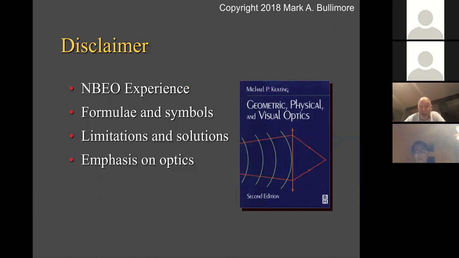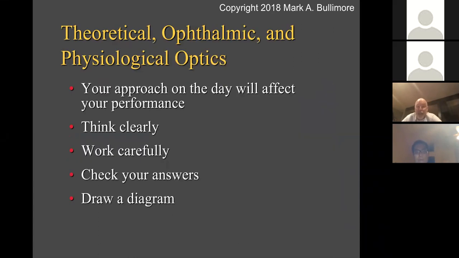what I'm going to talk about today is some basic optics stuff, both in geometric optics and ophthalmic optics. I'm going to try and avoid formulae and symbols and instead use words, but just take you through some things. I think the work that you're doing at the moment for a lot of the subject areas is important. But in terms of optics and some of the other numerical stuff, I think your approach on the day will affect your performance. On a lot of other stuff, if you don't know it, you don't know it.